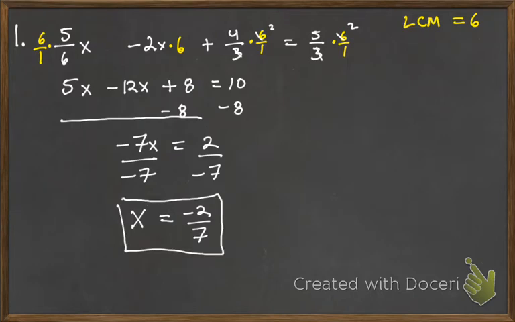You can check the answer if you want. Where you absolutely have to check your answer is if you have a variable in the denominator, because we may have some extra answers that don't work, called extraneous solutions. But in this case, we don't have any variables in the denominator, so minus 2 over 7 should be a good answer. Okay, so we're going to look at another example here.